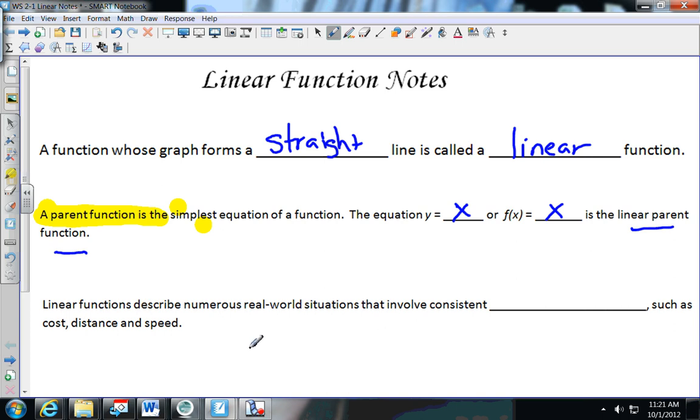Linear functions describe numerous real-world situations that involve a consistent rate of change, such as cost, distance, and speed. What else did we call the rate of change? Coefficient. And what else started with an S? Slope. Those all mean the same thing.